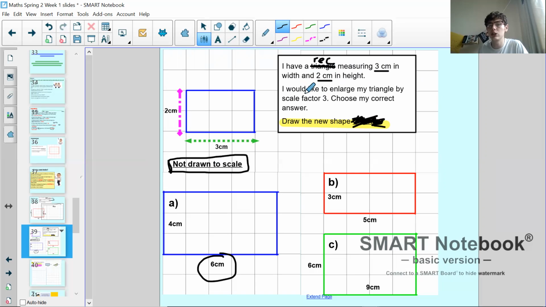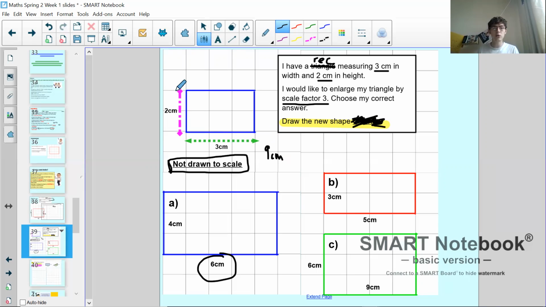And then we read our question. I would like to enlarge my triangle by scale factor 3, okay? And as we know, this means it's got to be 3 times as big. We're tripling it. So we're going to look at our measurements again. 3 centimeters. If we do triple, 3 times as big as 3 centimeters, 3 times 3, it gives us 9 centimeters, okay? So that is what we think our measurement should be on the bottom.